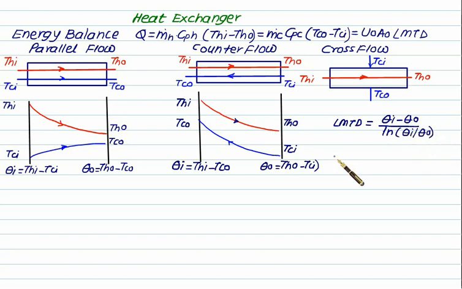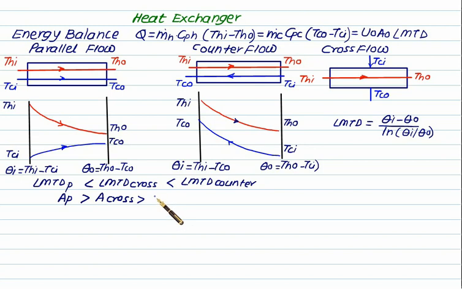The LMTD of a parallel flow is less than the LMTD of a cross flow, which is less than the LMTD of counter flow. That is, for the same heat transfer duty, the area required for parallel flow is greater than the area required for cross flow, which is greater than the area required for counter flow. So counter flow is the most economical design for a heat exchanger. So by default you have to always design for counter flow.